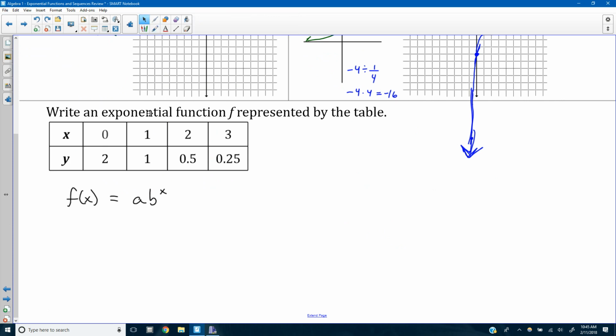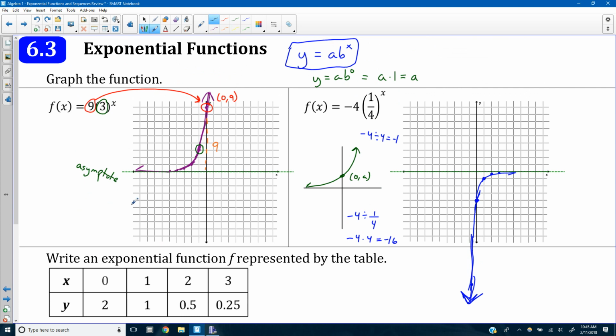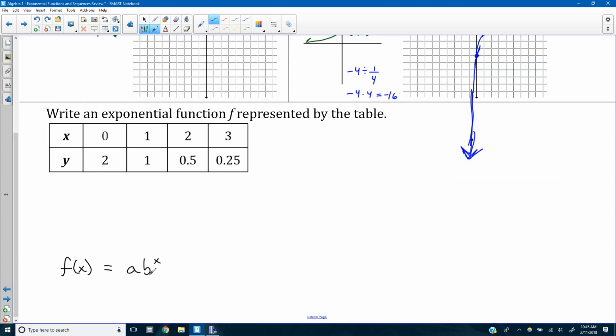A times b to the x power. And we need to discover what a and b are. Well, notice how I made mention of how all this kind of stuff works here.